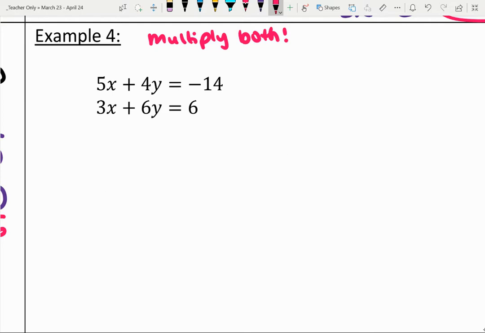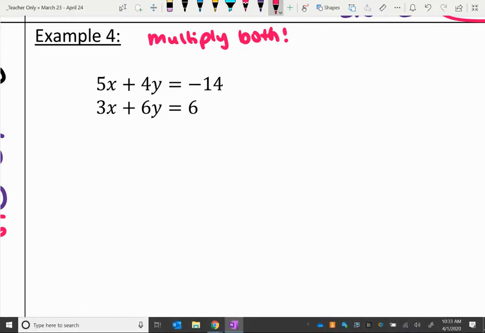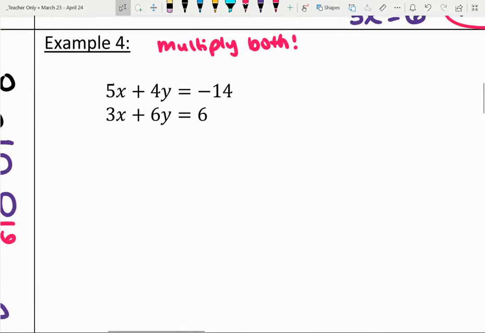If I were to focus on the x's, I might think about, well, 5 and 3 both go into 15. So what would I multiply to make it 15? For the y values, you could make them both 24y. You could also make them both 12y. It really doesn't matter. You can focus on either variable. You can multiply both equations as long as you end up with that 0 pair. As long as you end up with that 0 pair and you're multiplying correctly, you're going to be just fine. So I'm going to focus on the x's, but again, that's not the only way to do this.